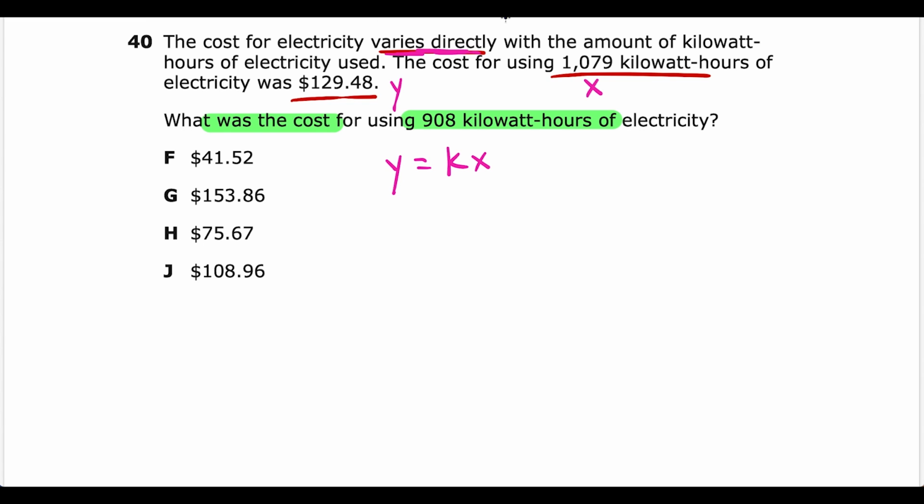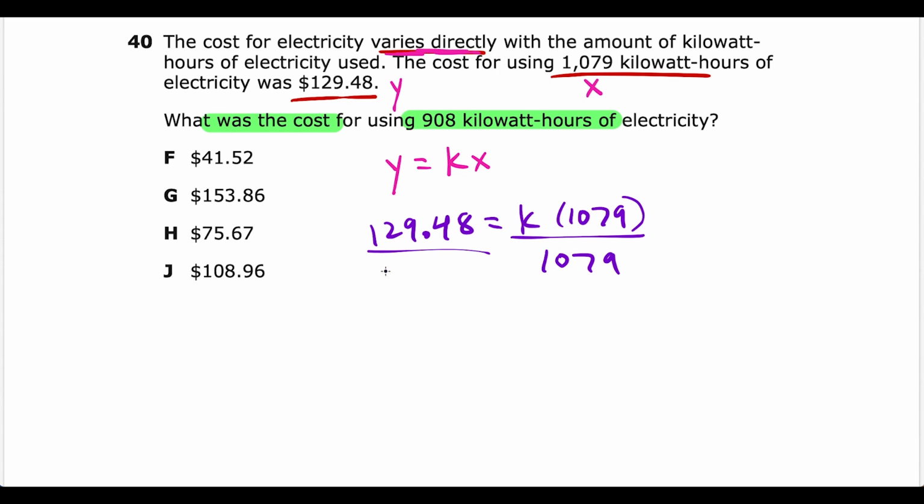So let's plug in this information first here. So we're going to have y equals, or 129.48 equals k times x, and x is 1079. So now I would just divide both sides by 1079, and that's going to tell us what the value of k is.